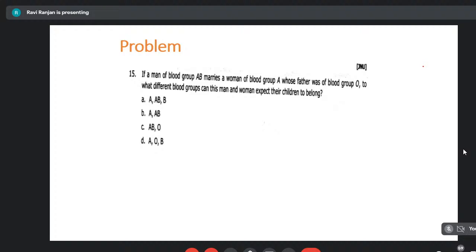I wish those of you who read this would try to solve it based on whatever discussion we have done or prior knowledge which you have, and unmute yourself and speak the right answer, whether it is A, B, C, or D. So the question is, if a man of blood group AB marries a woman of blood group A, whose father was blood group O, to what different blood groups can this man and woman expect their children to belong? Yes, can anyone tell the right answer?